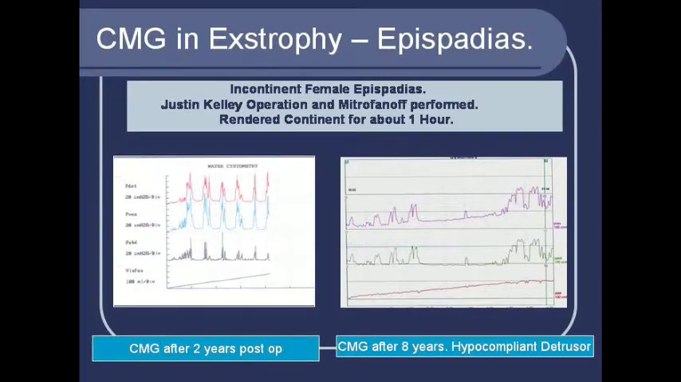Now, exstrophy epispadias as a man-made obstruction. So this is an example of a child, incontinent female epispadias, Young-Dees-Leadbetter operation. I'm sure many of you are familiar with it, and a Mitrofanoff performed.